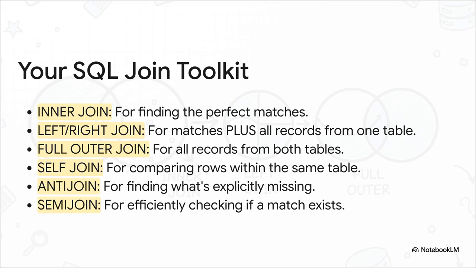That's a job for a left or right join. Need to see it all from both sides, no exceptions? Go for the full outer join. Comparing rows inside the same table, like managers and employees? That's a self-join. And for those special cases, if you want to find what's missing, use an anti-join. And if you just need to check if something exists, a semi-join is your best friend.